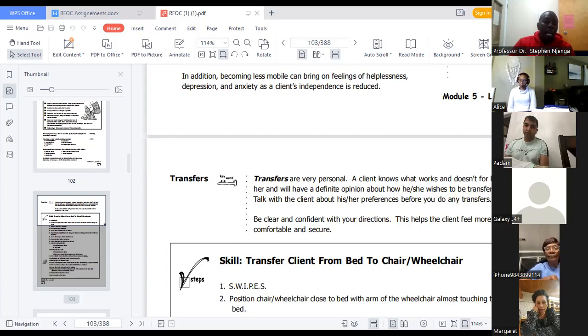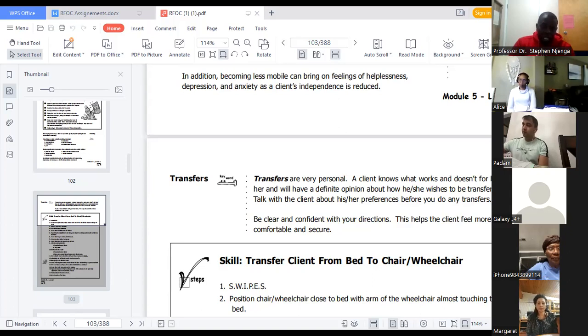Be clear and confident with your directions. This helps the client to be more comfortable and secure. If you're not confident, then the client will have a lot of fear, because in the first place, the client is asking, will this girl or this boy manage this weight, or are they going to let me fall down? So that is very important.